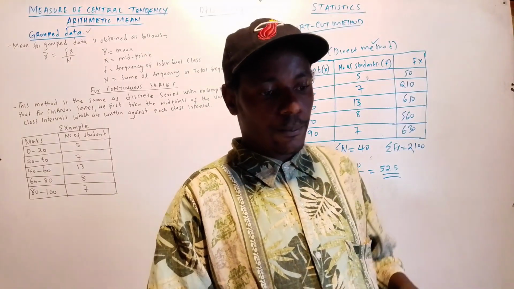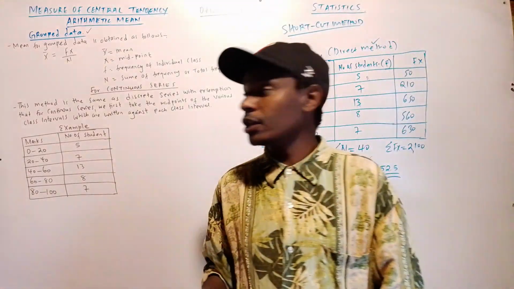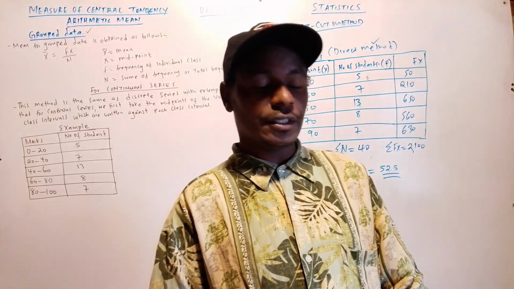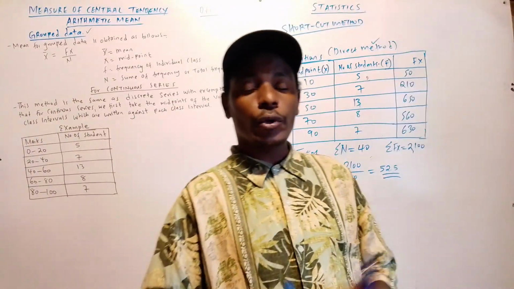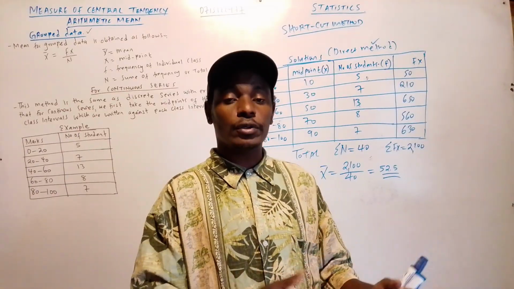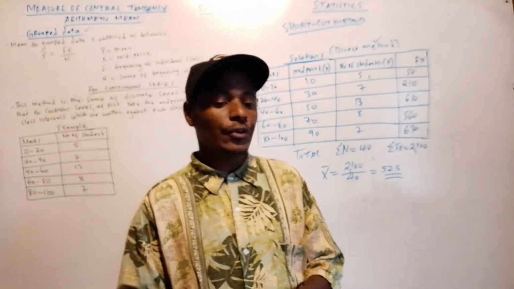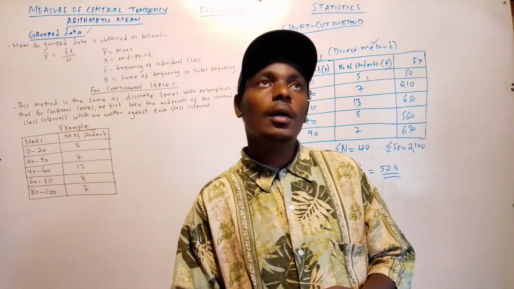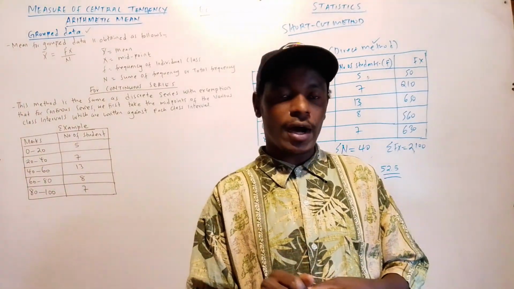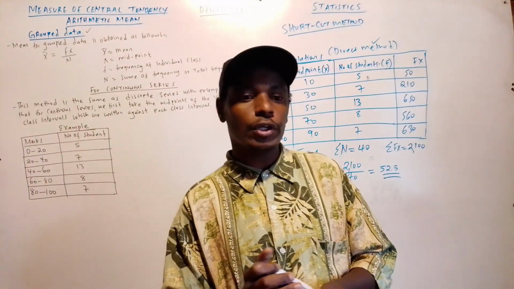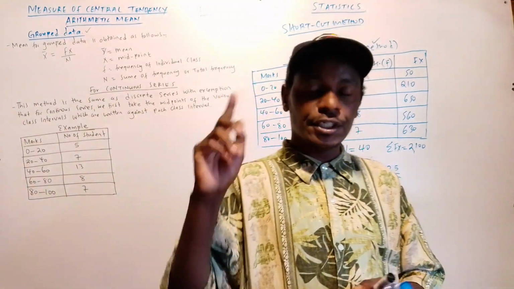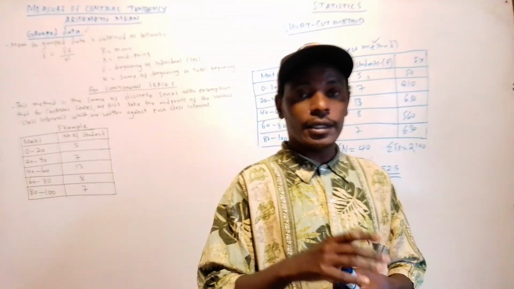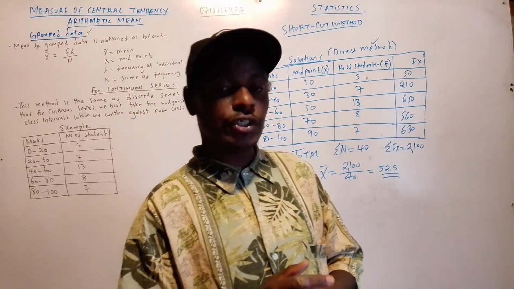Let's see the advantages and the disadvantages of the arithmetic mean. Number one, it is rigidly defined, meaning you cannot easily change the interpretation. The interpretation is fixed. You remember one of the attributes of a good average is being rigidly defined, from our previous notes. Number two, you can easily understand and calculate it.